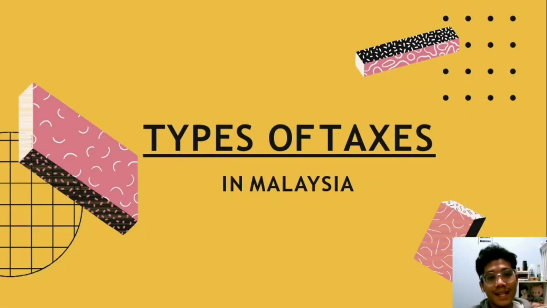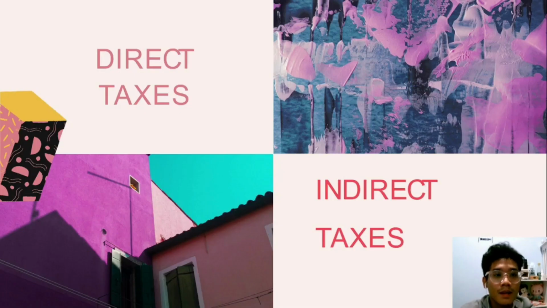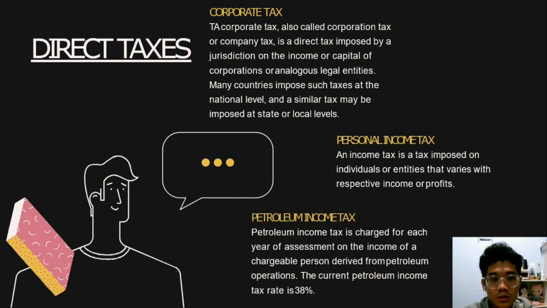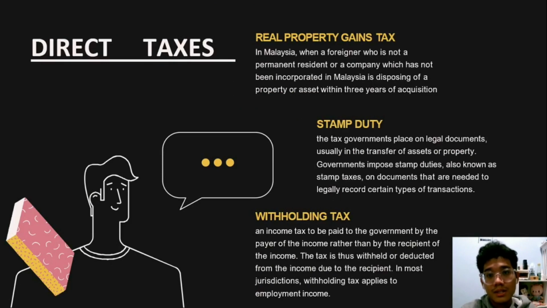Thank you. Now I want to present about the types of tax in Malaysia. We have two types of tax in Malaysia, which are direct tax and also indirect tax. The first one I want to go through is direct tax, which is first the corporation tax, which is direct tax imposed by the jurisdiction. The next is the real property gains tax, which is imposed on the property or asset disposed within 3 years of acquisition. This is more to non-permanent residents or company which has not been incorporated in Malaysia.